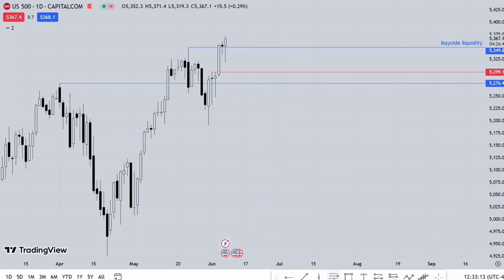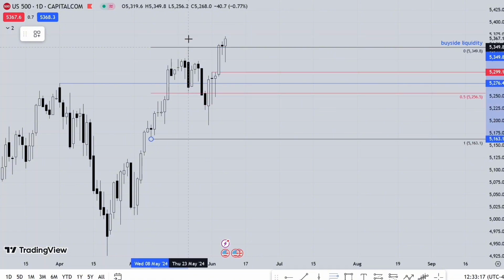So, if you take your fib from this low to this high, because this is the swing point, the swing low that made this rally higher. So this was the swing low that traded inside of this fair value gap, this imbalance. So it traded down into it and price valued higher.